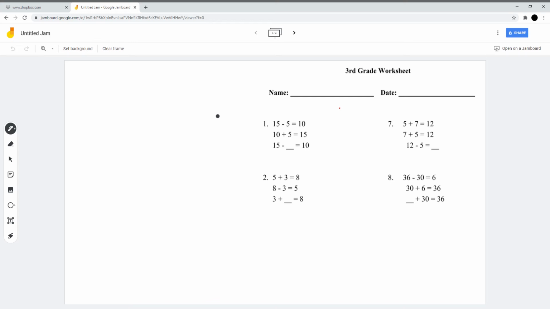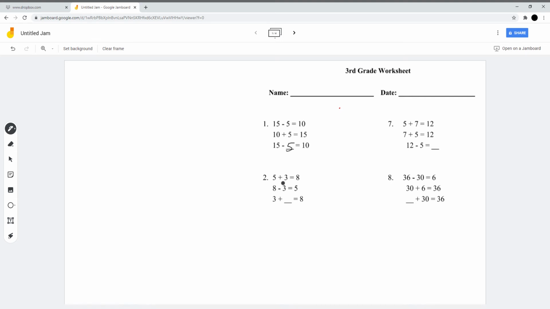Number 1: 15 minus 5 is 10, and 10 plus 5 is 15. 15 minus what is 10? There are two ways to solve this question. Number 1, you can just find the missing number. There is 15 in every equation and 10 in every equation. What number is missing? Number 5 is missing. Or you can just subtract 15 and 10. So the answer is 5.